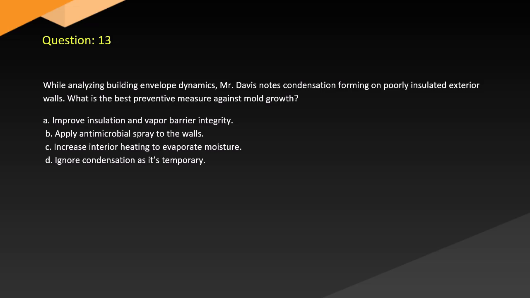Question 13. While analyzing building envelope dynamics, Mr. Davis notes condensation forming on poorly insulated exterior walls. What is the best preventive measure against mold growth? A. Improve insulation and vapor barrier integrity. B. Apply antimicrobial spray to the walls. C. Increase interior heating to evaporate moisture. D. Ignore condensation as it's temporary.